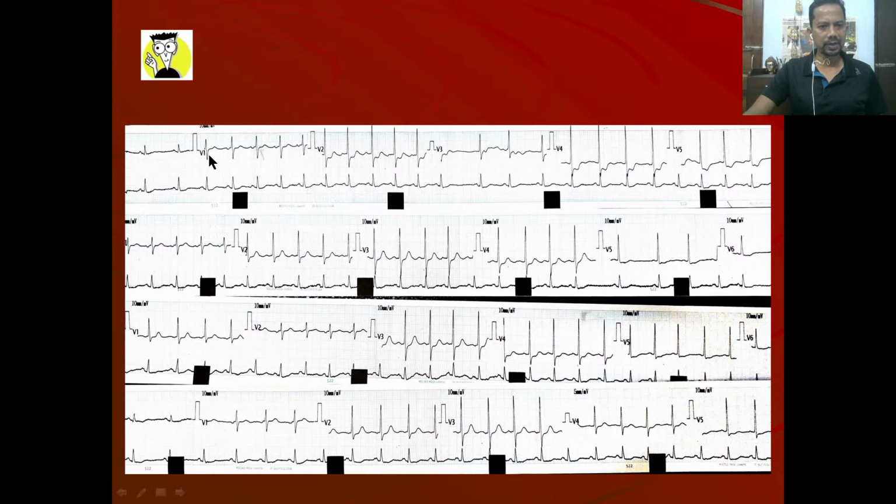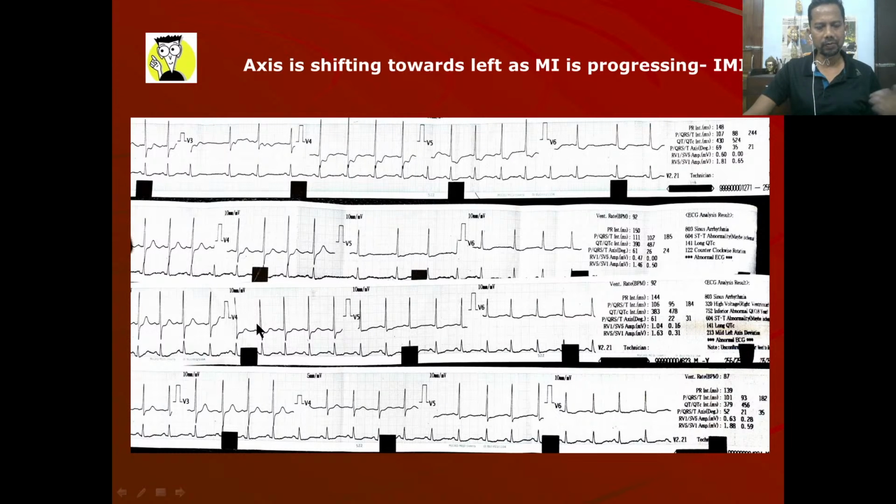Now you see V1 tall R, V1 V2 tall R. Now after a few hours, see the amplitude of the R wave in V1. This is small. Here it is so tall, so much taller that it's taller than V2 also. This is posterior wall MI. So you have to always look at the ECGs in a serial manner. Label them as 1, 2, 3, 4, put the time, patient's name.